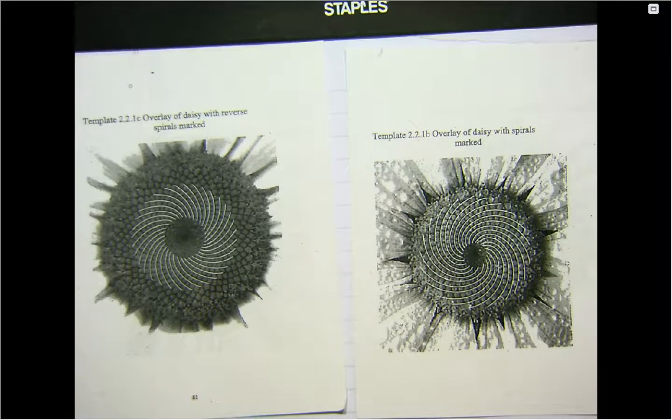So when you have the right number of spirals counted, confer with the person next to you, please, and we'll see if we can all come up with the same thing.